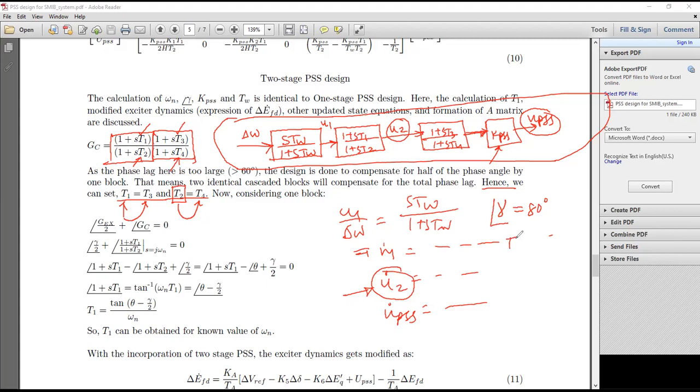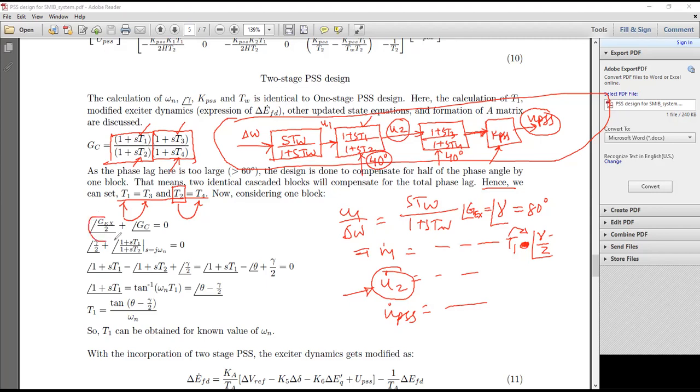you are designing for T1, that is one of the blocks. So you should design it like this: this block should take care of 40 degrees and this block should take care of the remaining 40 degrees. This is what I mean. If total gamma is 80 degrees, and that is actually the angle of GEX, and you are designing T1, then you are designing for one block. That means you have to plan for 40-degree compensation. So T1 should be designed for gamma by 2.